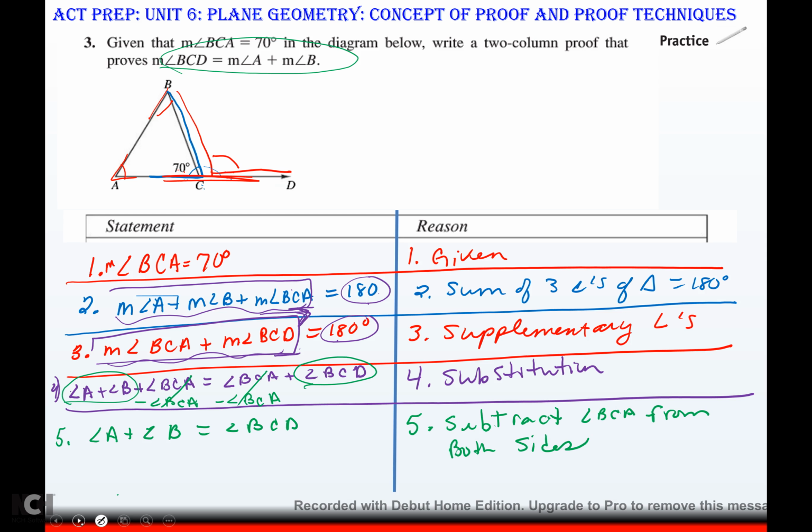Like I said, I wrote everything in green, and you wouldn't actually do this in your proof. It's just to show you where I got from this line down to what I was trying to prove in the first place. Okay?